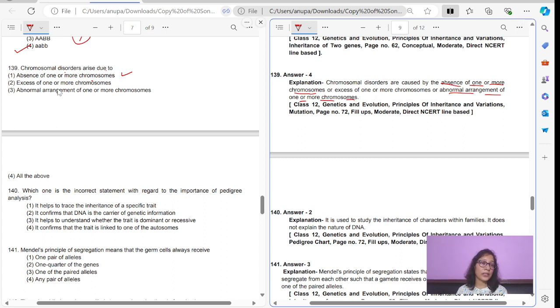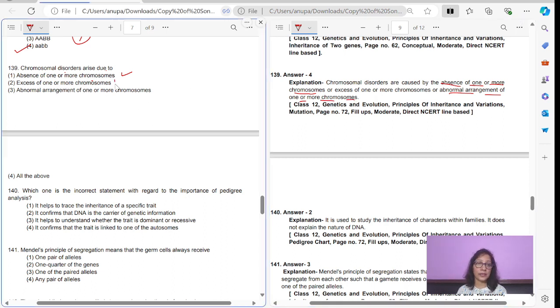Next option is excess of one or more chromosome. This is also correct. Third option is abnormal arrangement of one or more chromosome. This is also correct. These are all three reasons of chromosomal disorders. And the fourth option is all the above. So, our answer will be option fourth, that is all the above.